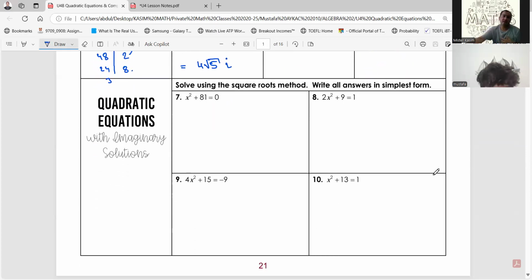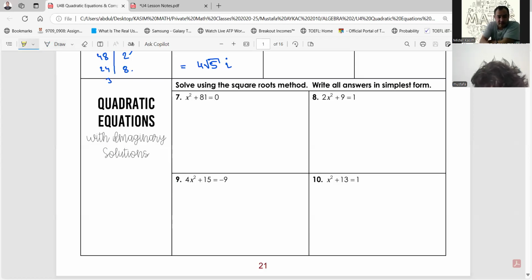Now let's use this to solve the quadratic equations. We actually need them to be able to find the solution of quadratic equations. Usually, if they are expecting students to solve in the complex number system, they have to mention it. Otherwise, we assume that it's real numbers. Okay, read the question. Solve using the square root method. Write all answers in simplest form.